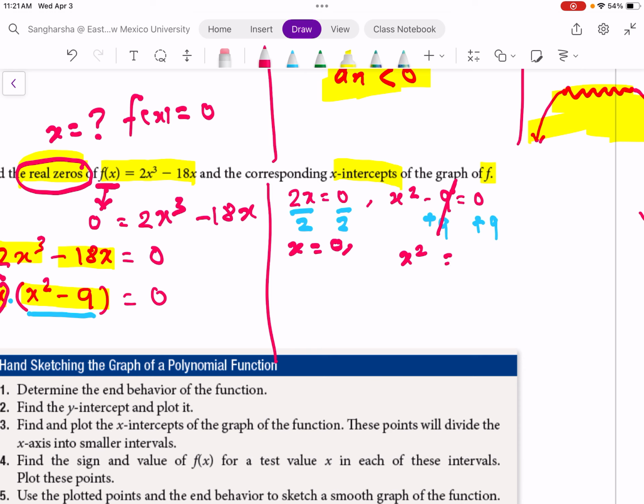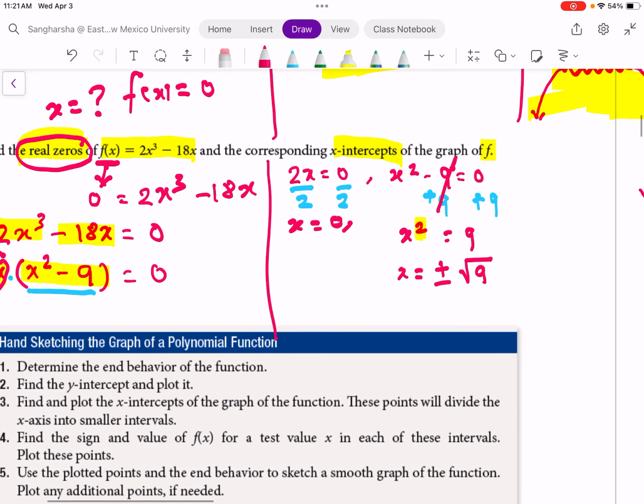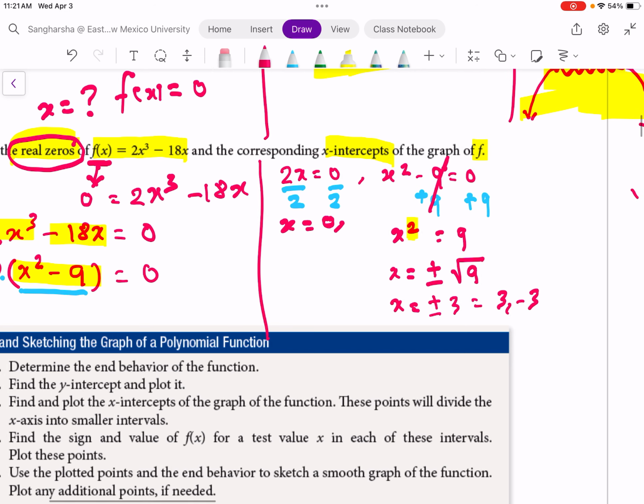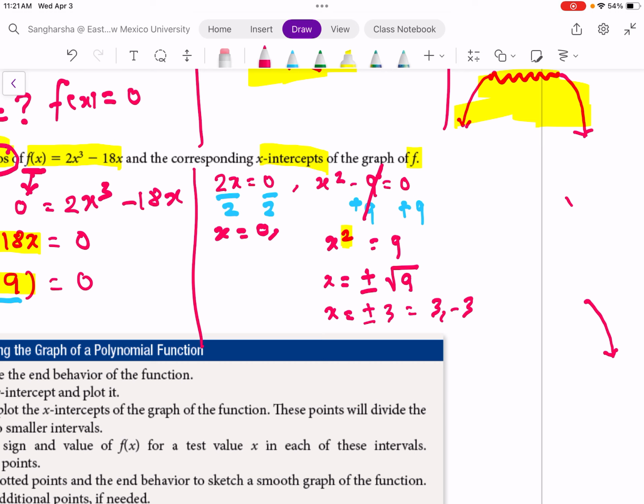The next thing, we need to get rid of this square. How do we get rid of this square? We get x equals plus or minus, do not forget plus or minus, the square root of whatever you have on the right side. We have 9. So x equals plus or minus the square root of 9, which is 3. It means x is positive 3 or negative 3. So these three are the real zeros for this function: x equals 0, positive 3, and negative 3.